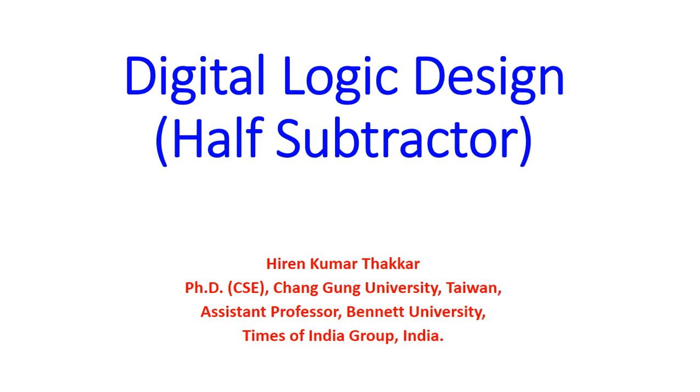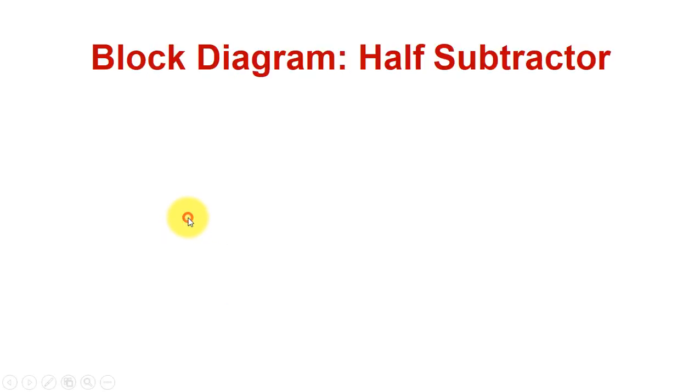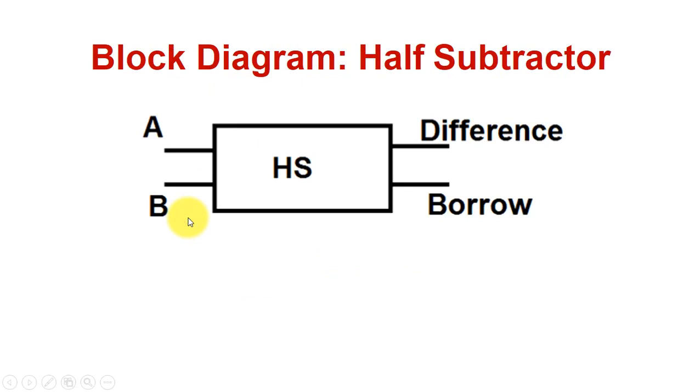So let us start with the block diagram of the half subtractor. The block diagram of the half subtractor is similar to that of the half adder. So here also we have two binary inputs, A and B, and similarly we have two outputs, that is the difference as well as borrow.